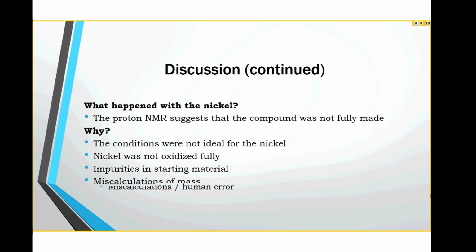And with the nickel, the NMR, as we were talking about earlier, showed that we didn't really make the nickel product in a pure form. We made some of it, but not a lot of it. And this could be for a number of reasons. It could be because the conditions that we used for the reaction were not ideal for the nickel, and they might have been more ideal for the palladium. The nickel also might not have been oxidized fully, and that could be due to some impurities with our oxime that we used as the starting material, causing the copper to be unable to oxidize the nickel fully. And then, as Dylan was saying, it could have also had some error along the way.